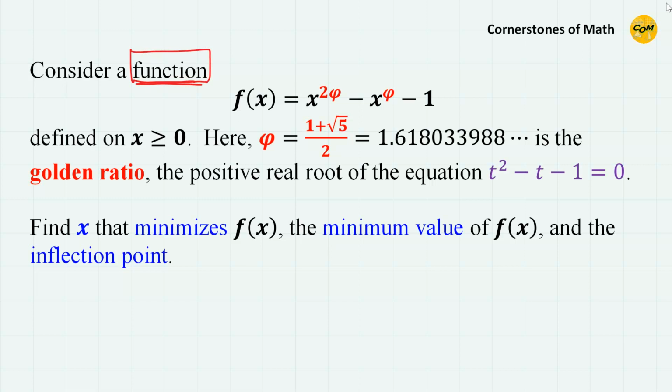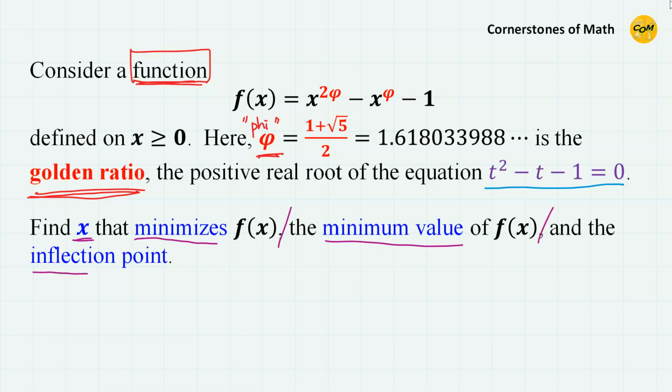Consider a function f(x) defined as x to the power of 2 phi minus x to the phi minus 1, defined on x greater than or equal to 0. Here, this phi, which has a value of (1 plus square root of 5) over 2, is the golden ratio, which happens to be the positive real root of the equation t squared minus t minus 1 equals 0. Find the value of x that minimizes function f(x), the minimum value of function f(x), and the inflection point.